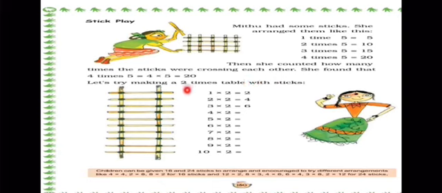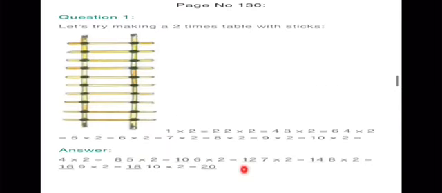So let's try making a 2 times table with sticks. So 1 2 is 2, 2 2s are 4, then 3 2s are 6, then 4 2s are 8, 5 2s are 10, 6 2s are 12, 7 2s are 14, 8 2s are 16, 9 2s are 18, and 10 2s are 20. So now let's check our answer. Yes. So start writing the answers in your textbook.